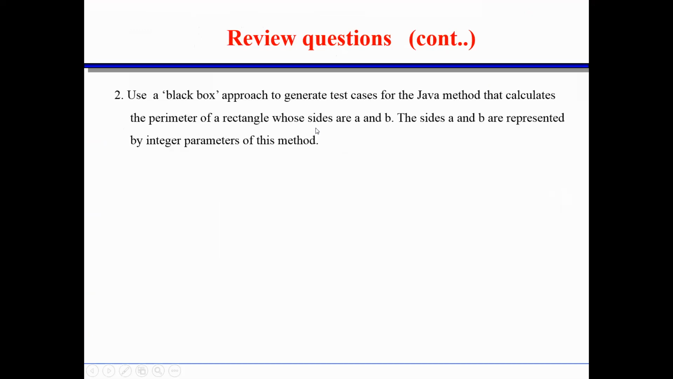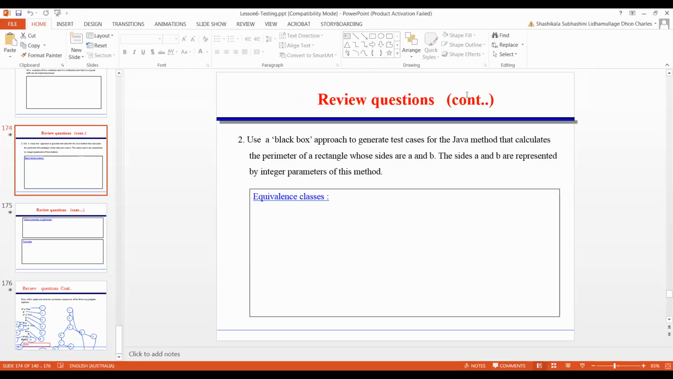The sides A and B are represented as integers. No need to do this using Java. Can you write this like pseudocode? Do you know how to write pseudocode? What language do you know? Is it possible to write pseudocode, Java, C#? Anyway, write this out first.